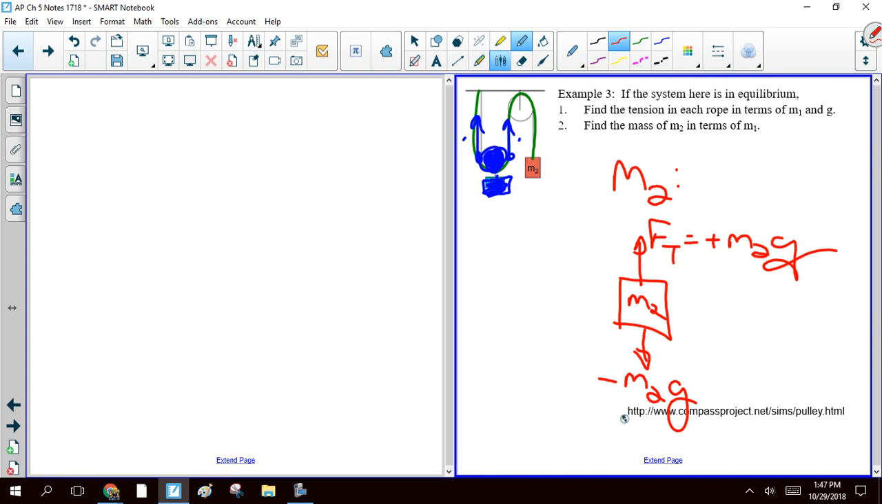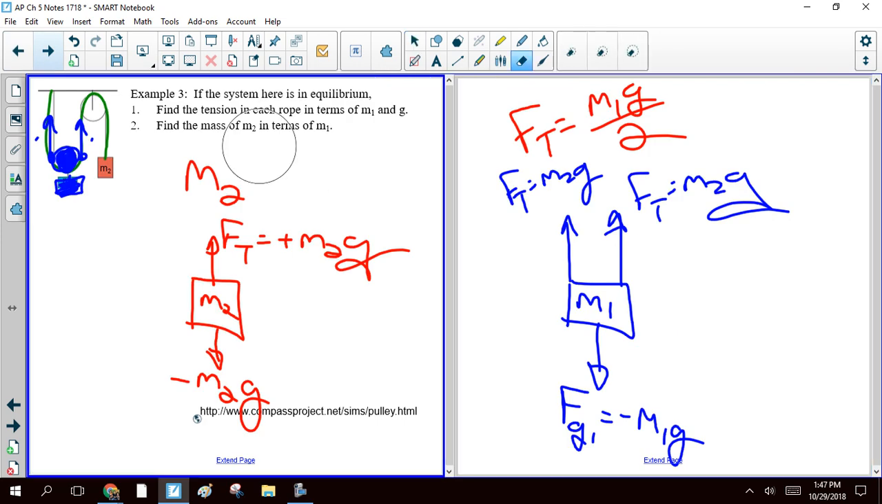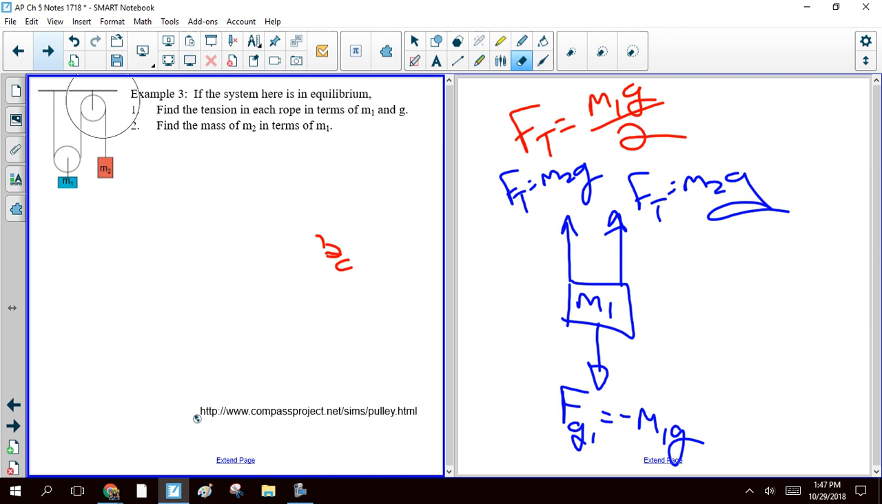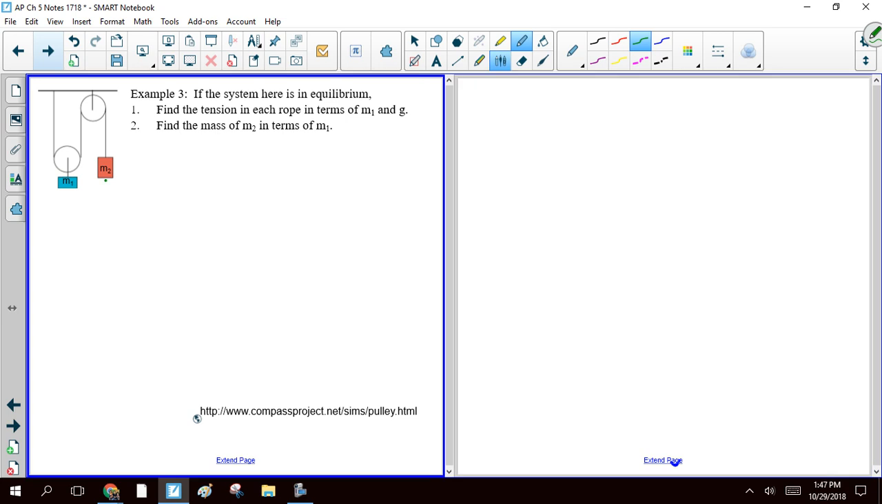So that is that. Now, here's what's new. This is the new thing in this video, and I will do an example of this. But what if it had not been in equilibrium? What if M2 was heavy enough to make M1 go down? We could solve this like a system, but what I want to point out is this. Suppose M2 moves down.